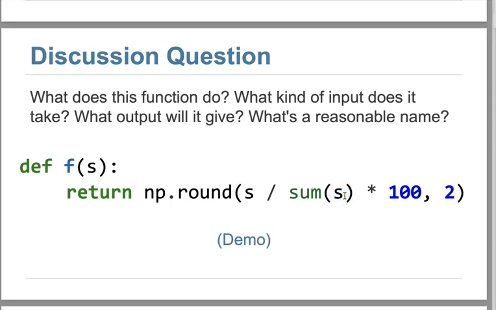Since you have the sum of s, that usually means s is not only one numerical data. You have multiple numerical data, so s should usually be an array. Then for each element in the array, you divide by the total, and then we times 100. You are trying to make the percentage for each element. Since we're using the round function from numpy, it rounds to the second decimal place. So that's the meaning of this function.